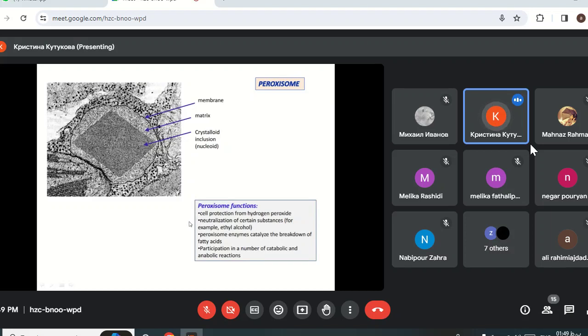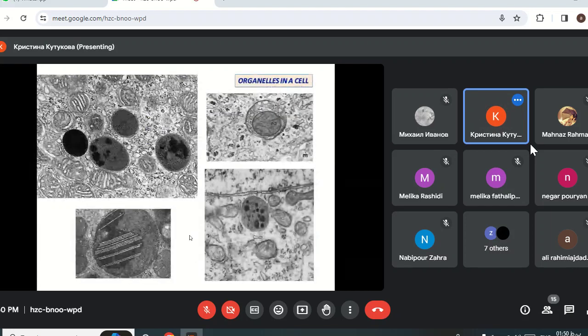Next, peroxisome neutralizes certain substances, for example, ethanol and other alcohols. Also, peroxisome enzymes catalyze the breakdown of fatty acids and some other catabolic and anabolic reactions. Catabolic are for breaking down, and anabolic means synthesis of something.